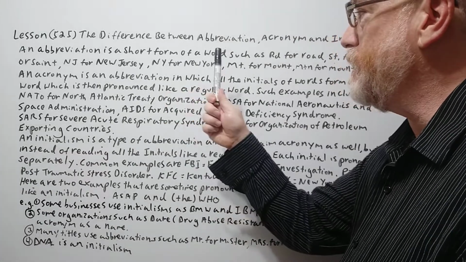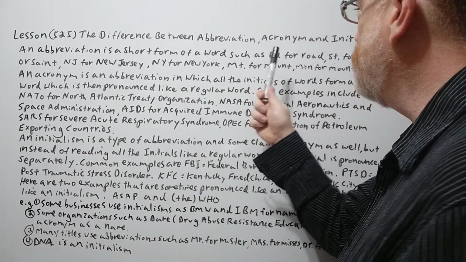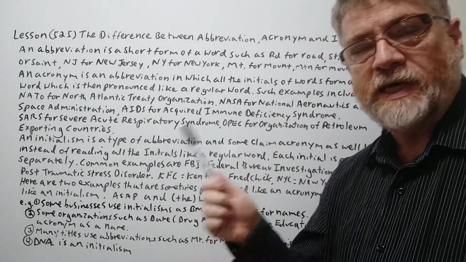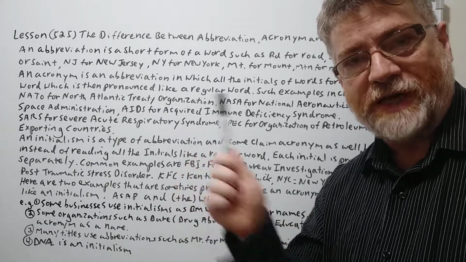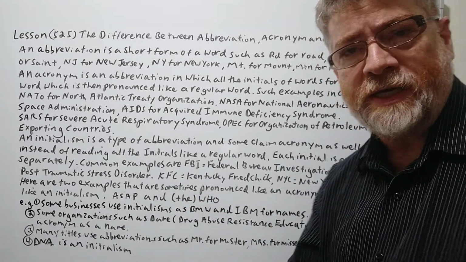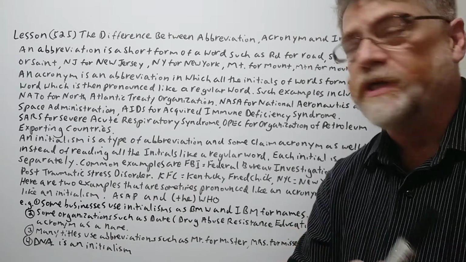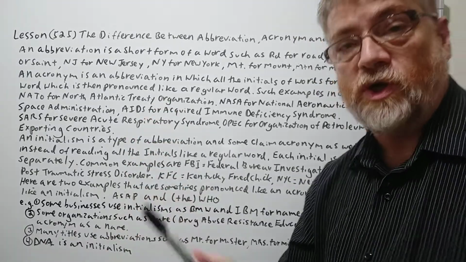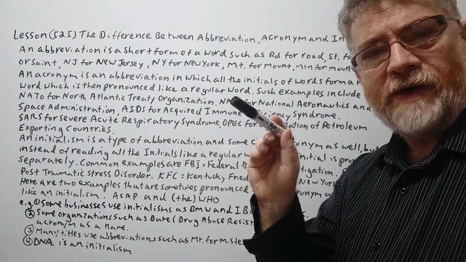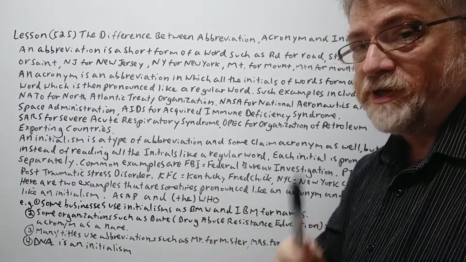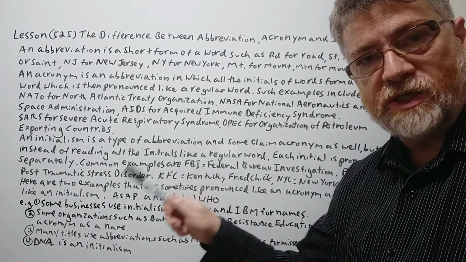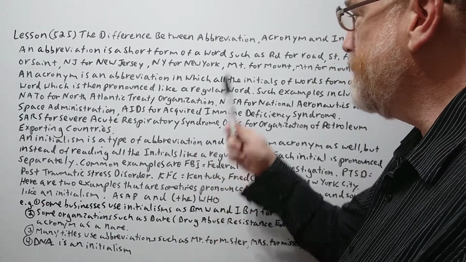An abbreviation is a short form of a word, such as RD for road, ST for street or saint. So if the ST follows the name of a street or a road, then it's actually for street, like 42nd Street, 34th Street, or some street like that. NJ stands for New Jersey, NY for New York. So all the states have their abbreviations. Now, nobody says, I live in NJ. They'll say, I live in New Jersey. But if it's written, you could see it abbreviated that way. Same thing with New York.